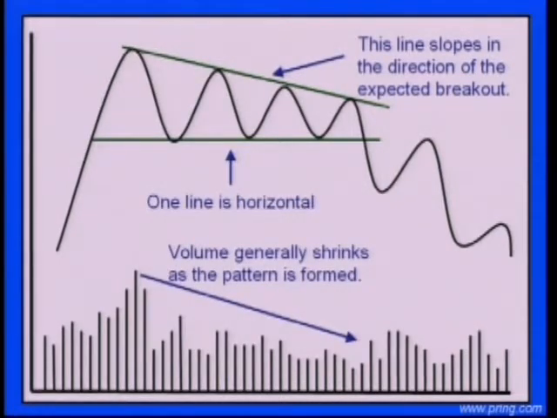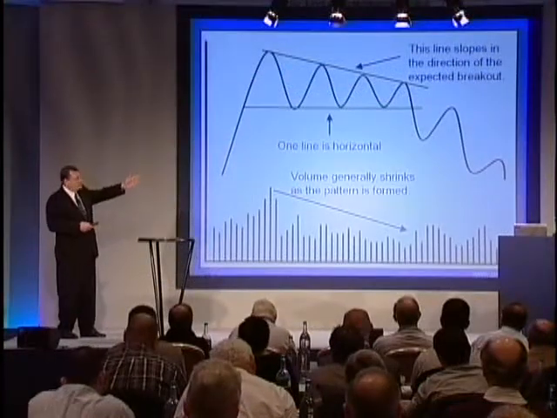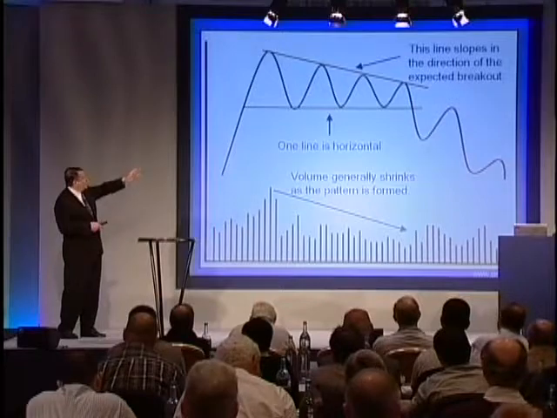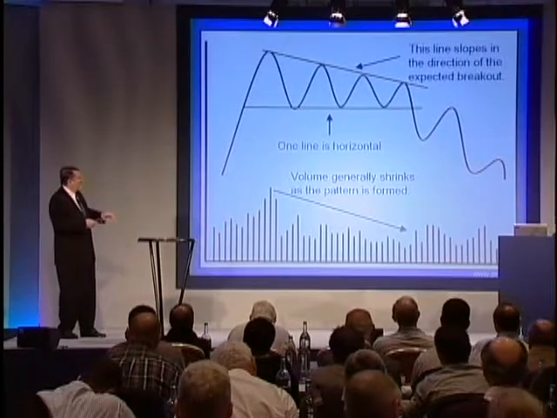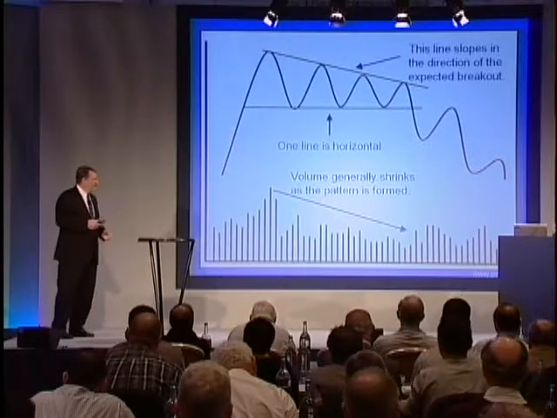Once again, as with symmetrical triangles and the other patterns, we expect to see volume on a contracting trend as the pattern is developing. Because once again, we see our battle between buyers and sellers is gradually getting less and less ferocious as the rallies get less and they find support at the same level. So the volatility is going down, and we would expect the activity to go down.